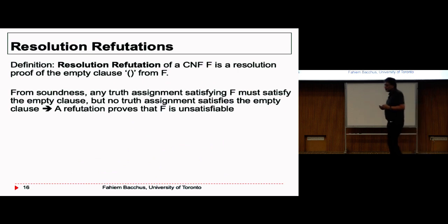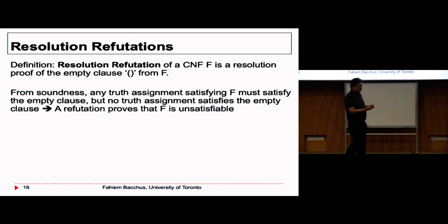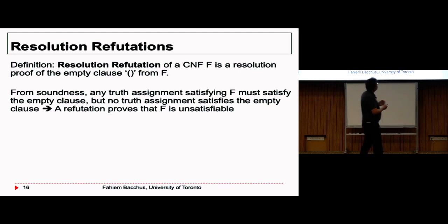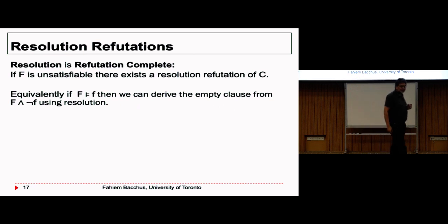So usually what we're interested in is producing resolution refutations, and that's just a resolution proof that generates the empty clause. And because resolution is sound, you know that if you have an input formula F, and from that formula you can produce the empty clause, then any truth assignment that satisfies F must satisfy the empty clause. And of course there's no such thing, so therefore no truth assignment satisfies the original input F. Okay? And resolution is refutation complete.